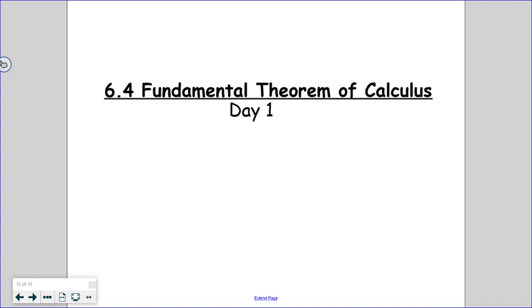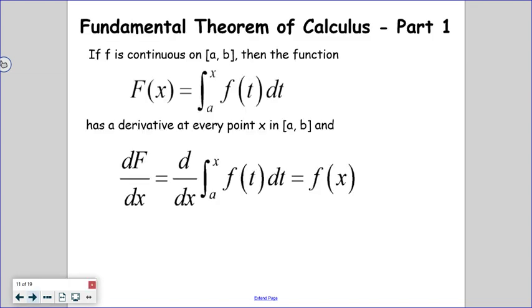All right. Fundamental theorem of calculus. The fundamental theorem of calculus is actually split into two parts, and we are going to talk about both parts today. The first part is this, and it's kind of complex to look at to begin with, but we'll break it down, and it's actually a very simple idea.